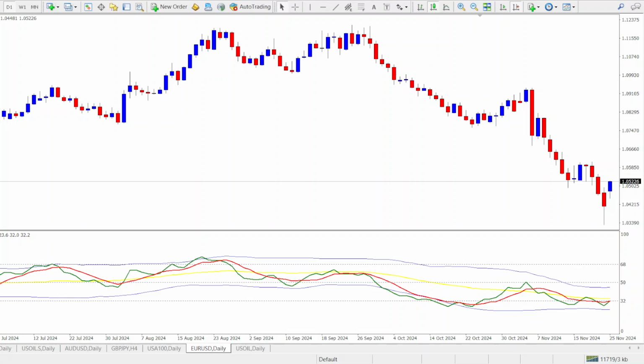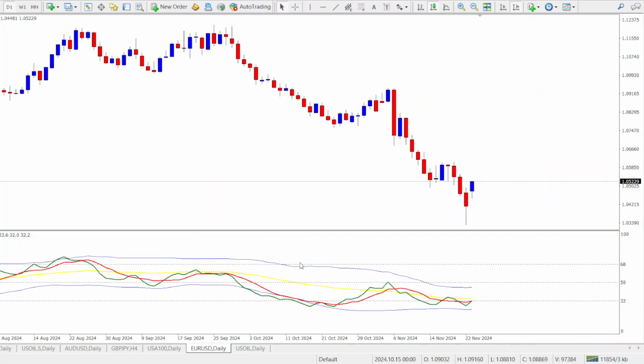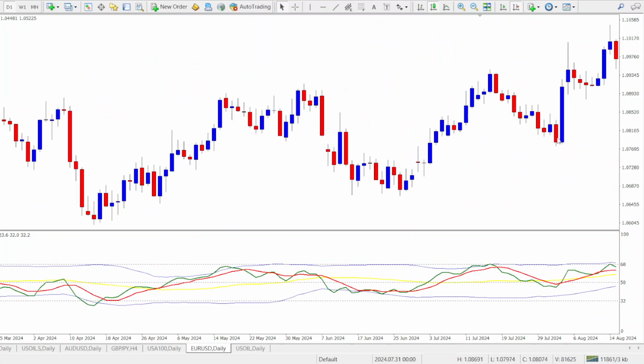Now, interestingly, this indicator uses multiple moving averages, as we can see on the chart, and a volatility band to provide clear visual signals. It makes it quite easier for traders to understand and interpret the indicators.